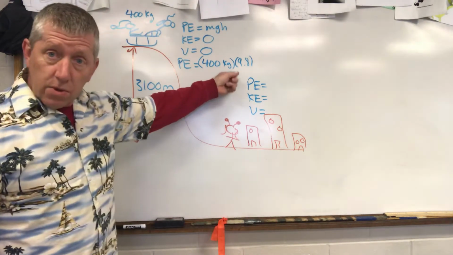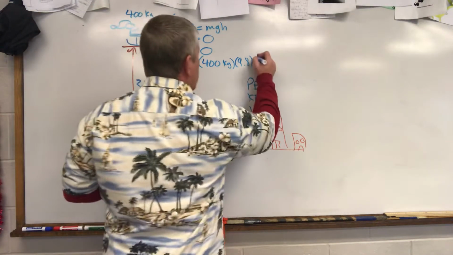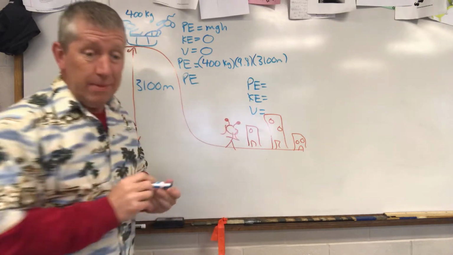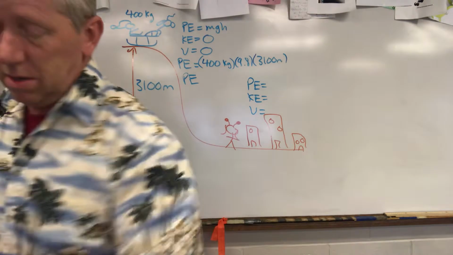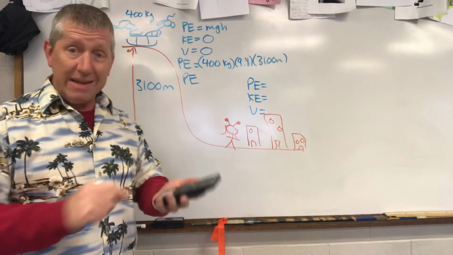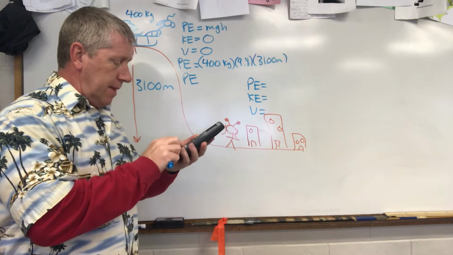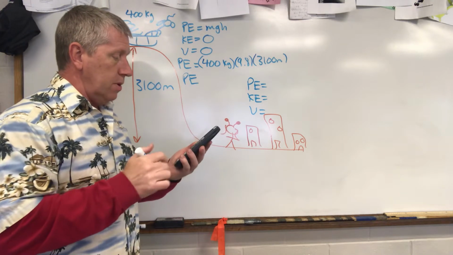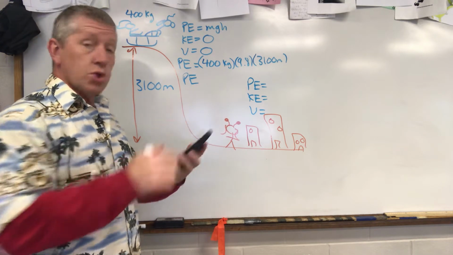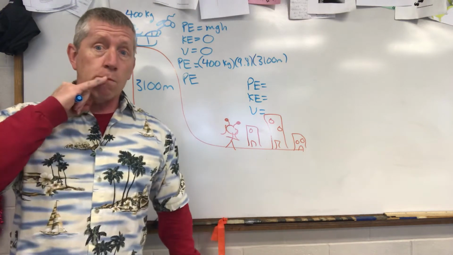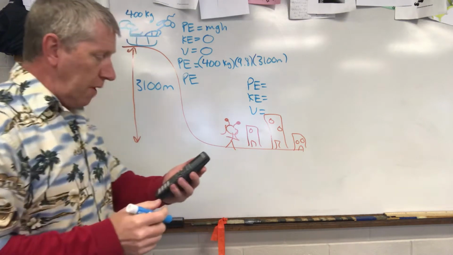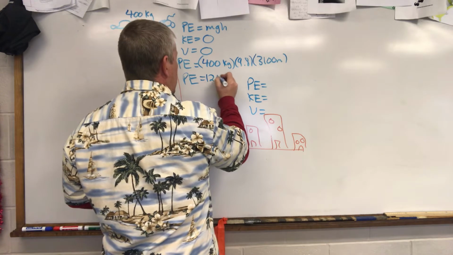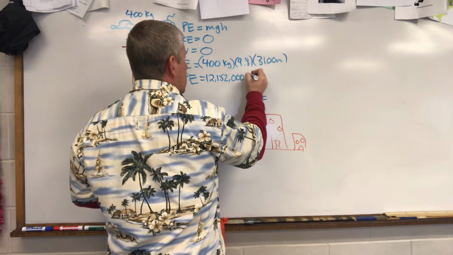400 kilograms times g, which is 9.8, gravitational acceleration. And height, well, we're 3,100 meters above our reference point. So if we do the math on this, that's going to be a big number. You can see right away, it's a lot of bigness to this number. So 400 times 9.8 times 3,100 equals 12 million joules. 12,152,000 joules.